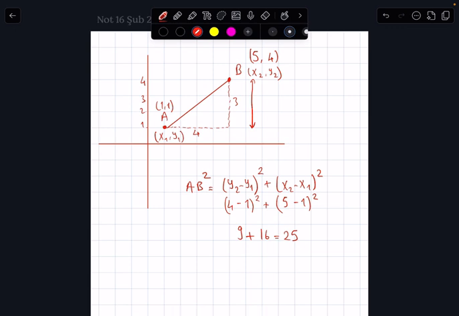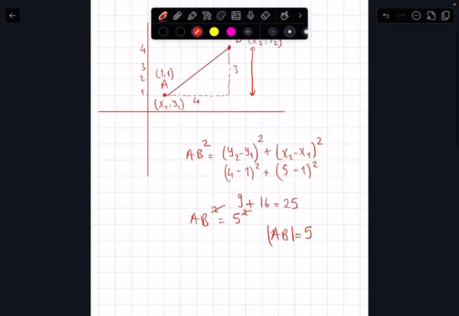And in order to find AB, we have to take the square root of 25. So if AB square is equal to 25, 25 is equal to 5 square, right? These are the same, we eliminate these. AB is going to be 5. So we found AB. This is how we do it. This is called the Pythagorean theorem.